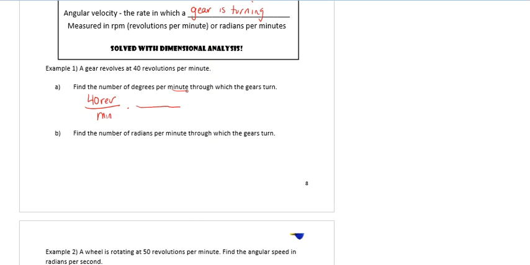So I already have minutes. I need to convert from revolutions to degrees. Well, one revolution is 360 degrees. So I'll have 360 degrees on the top and one revolution on the bottom. And so that gives me degrees per minute.